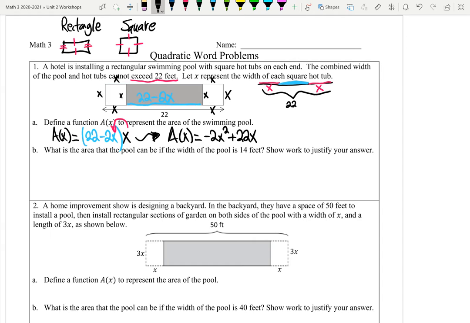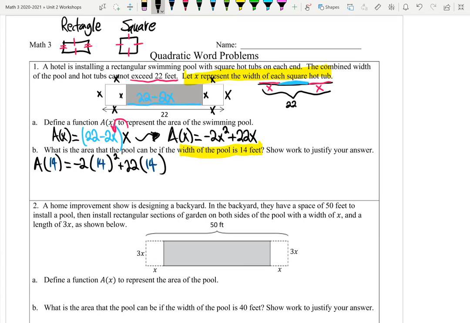What is the area of the pool if the width of the pool is 14 feet? Let x represent the width of each square. So I'm going to plug in 14 for my x value. I plug in 14 in all instances.